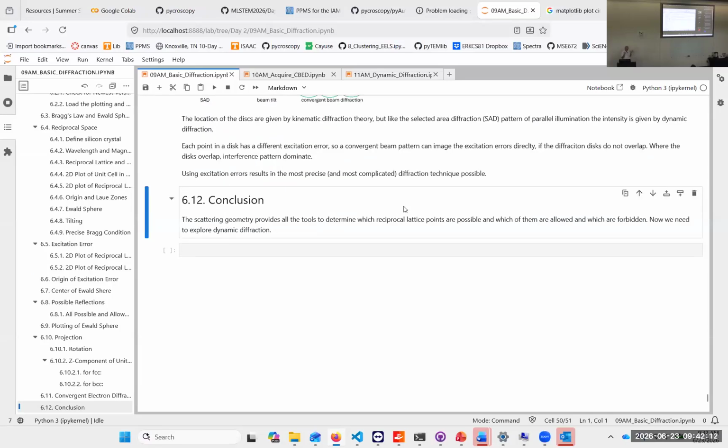What I want to say is the electrons interact very strongly with the matter. So we are not only scattering once within the sample. Usually we scatter several times. So we get a Bragg reflection. We can then scatter again, get another Bragg reflection. So we get multiple diffractions.